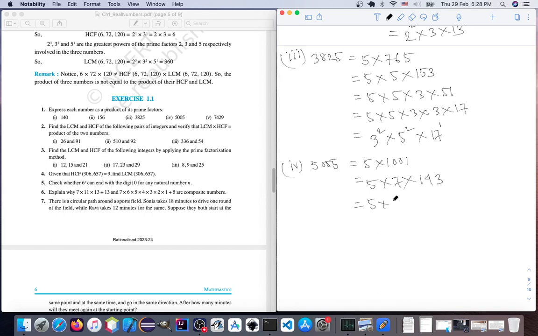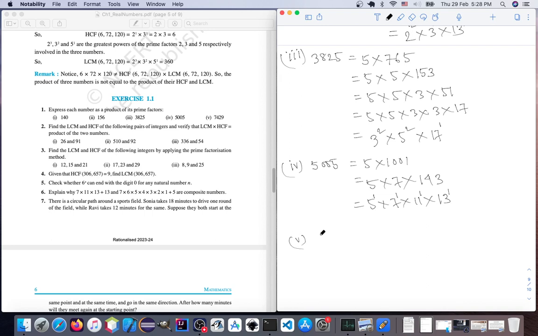So 5 into 7 into 11, we get 1 and 3. So 13 into 11 is 143, I guess. Yes. Now these cannot be further factorized because we already have prime factors. If we arrange the prime factors in ascending order, it is already in ascending order. So this is the prime factorization.